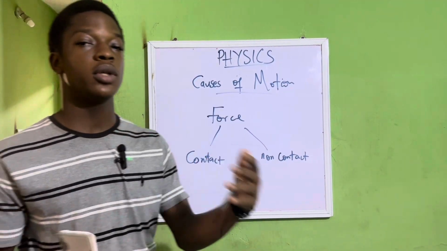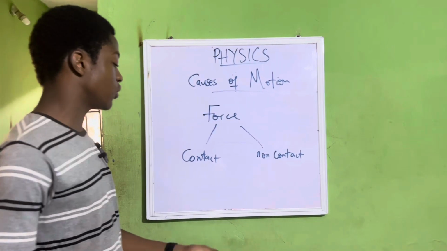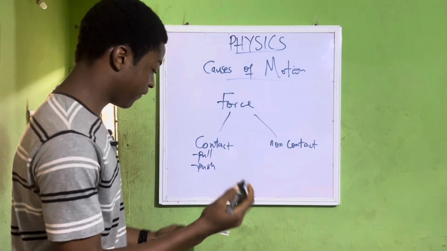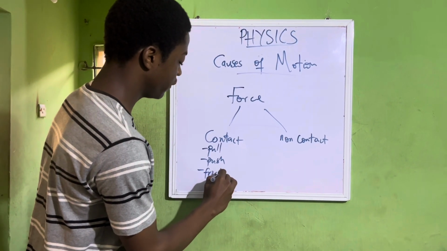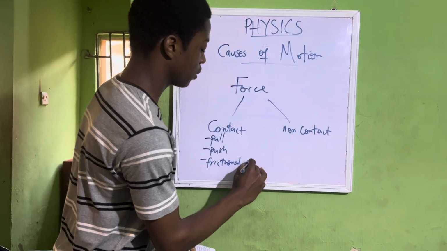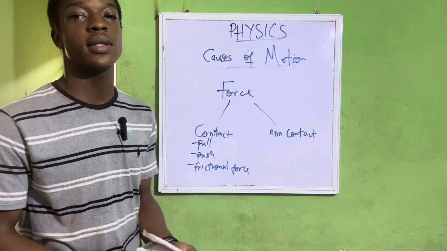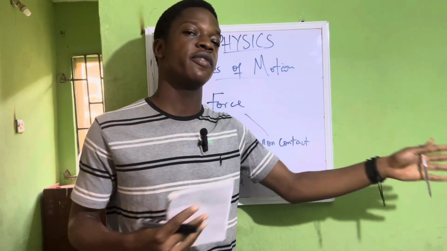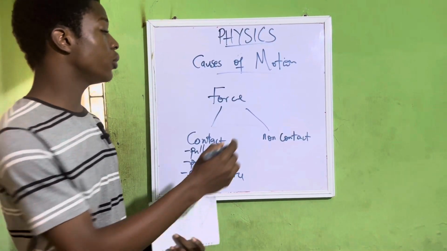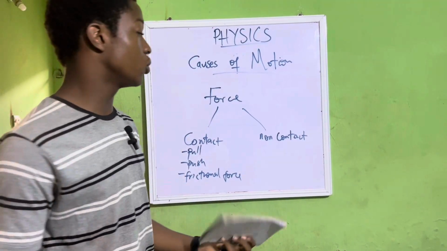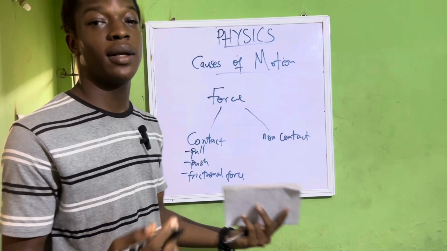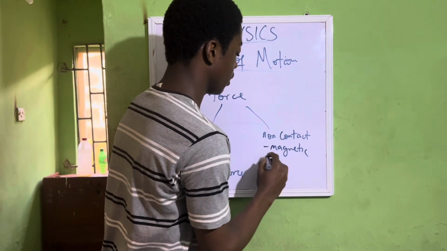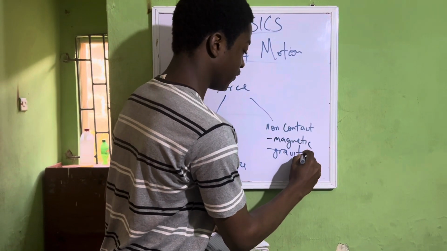So we are going to be looking at examples. Examples of contact force are pull, push, and frictional force. We know frictional force to be the force that tends to oppose motion. As a body is moving in one direction, frictional force acts in the other direction. Non-contact force is also known as force field. That's when you have magnetic force, gravitational force, and electric force.